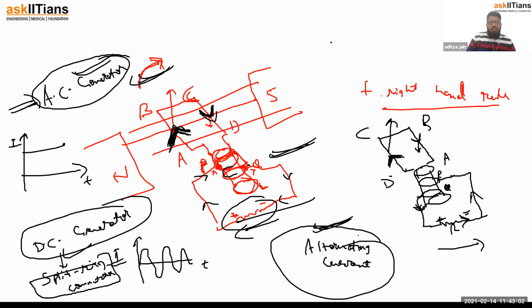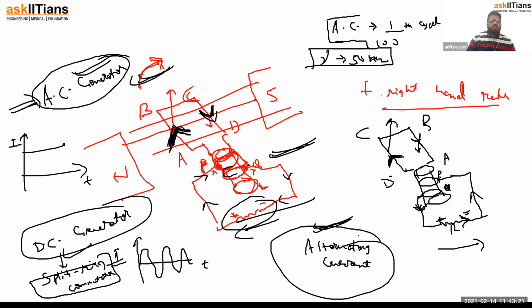In India, in the AC cycle, 50 cycles are completed every second. That means the frequency of AC supply in India is 50 hertz, the frequency of the AC supply coming to your homes. So what is alternating current? The current which continuously changes its direction with time.